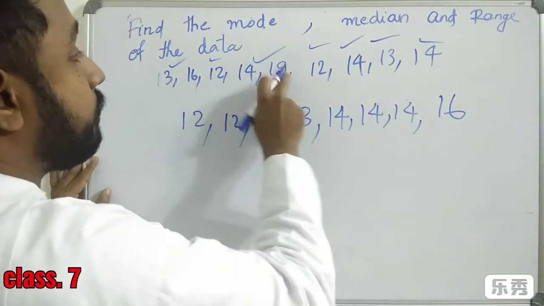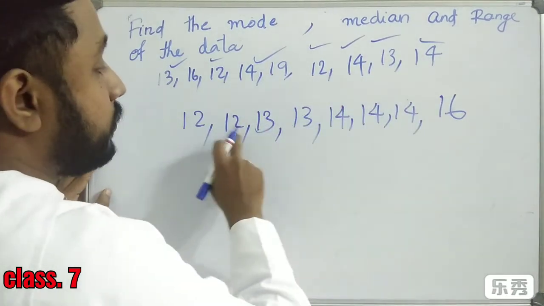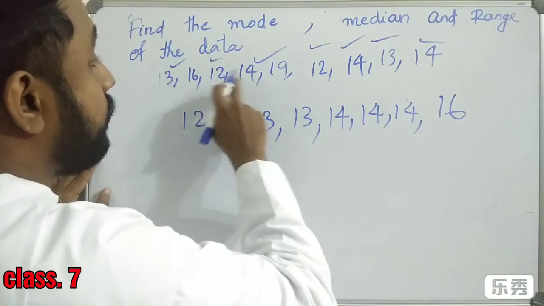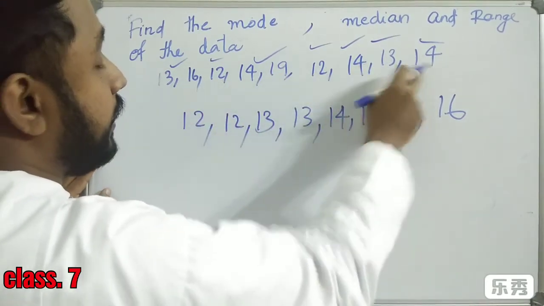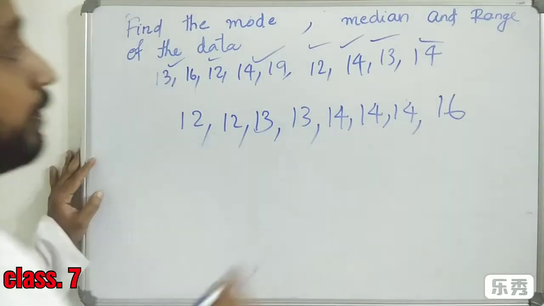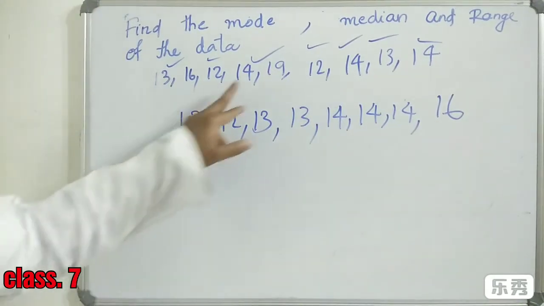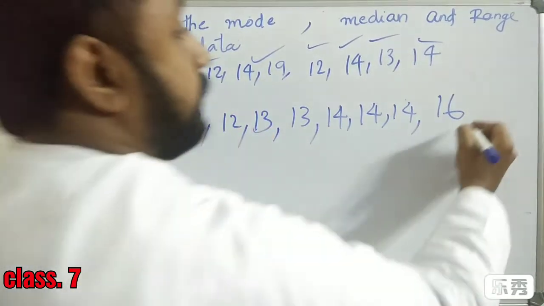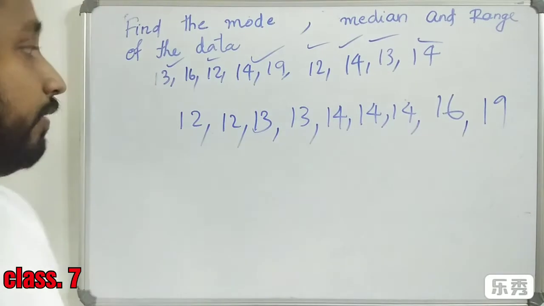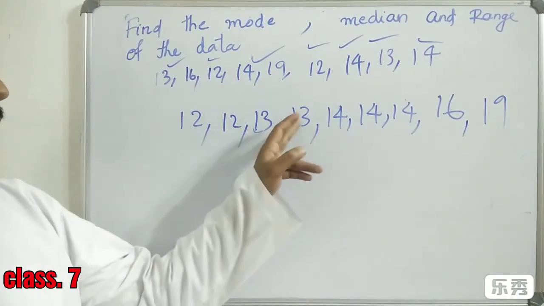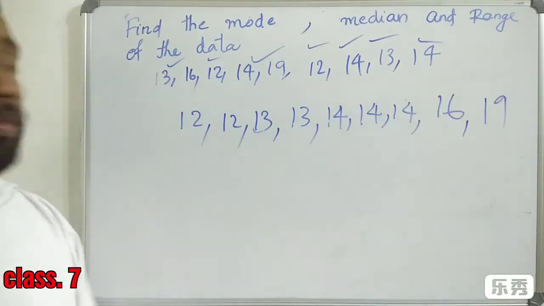Let us count: 1, 2, 3, 4, 5, 6, 7, 8, 9. One more is missing. So 12, 12, 13, 13, 14, 14, 14, 16 and 19. So we have 9 observations.